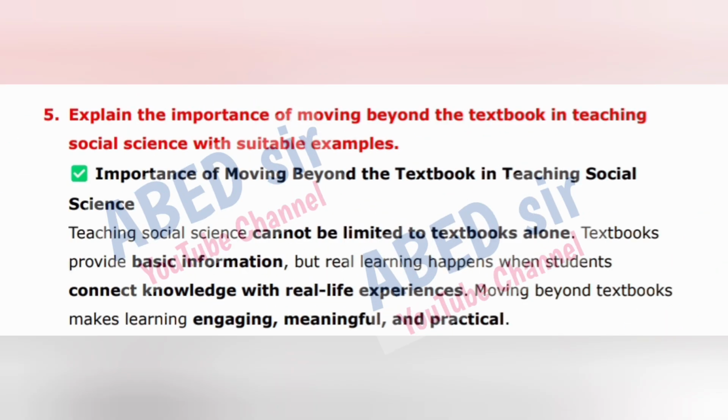Next important long question is 5. Explain the importance of moving beyond the textbook in teaching social science with suitable examples. Importance of moving beyond the textbook in teaching social science. Teaching social science cannot be limited to textbooks alone. Textbooks provide basic information, but real learning happens when students connect knowledge with real-life experiences. Moving beyond textbooks makes learning engaging, meaningful, and practical.